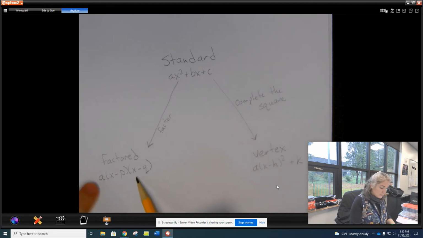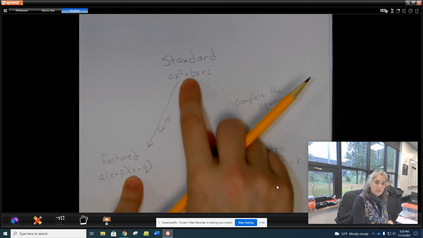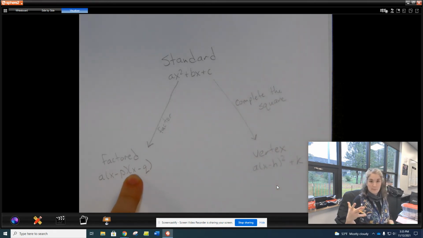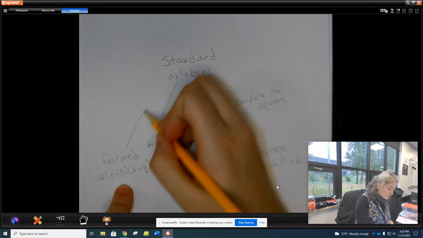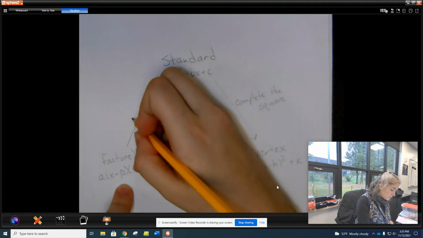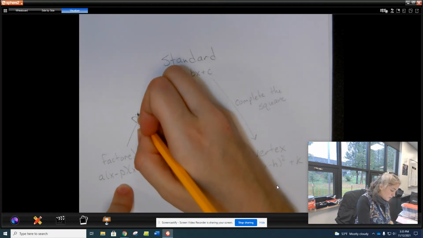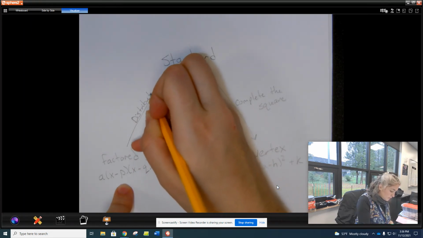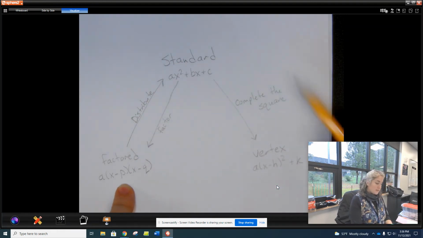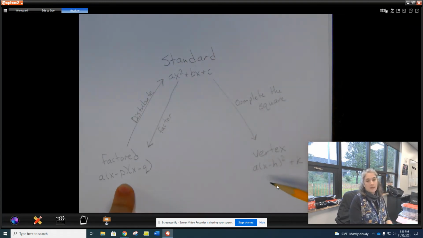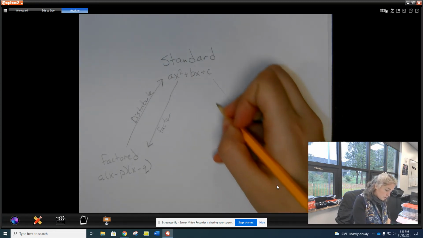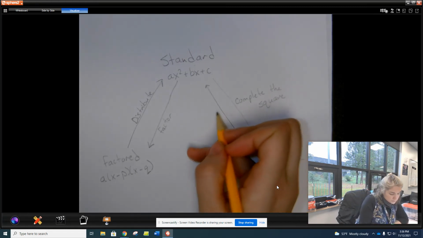And then in order to get between these two, you actually need to use standard form as a stopping point, basically. Because to get from factored form to standard form, you need to distribute. And then to get from standard form to vertex form, again, you complete the square. Well, in order to go from vertex form to standard form, you distribute.